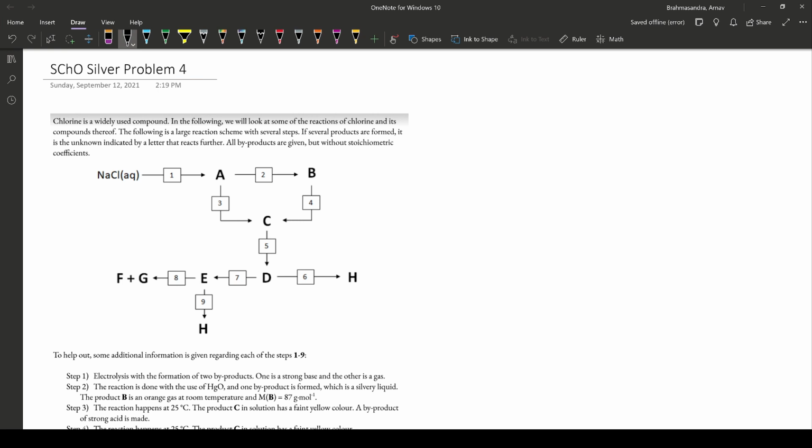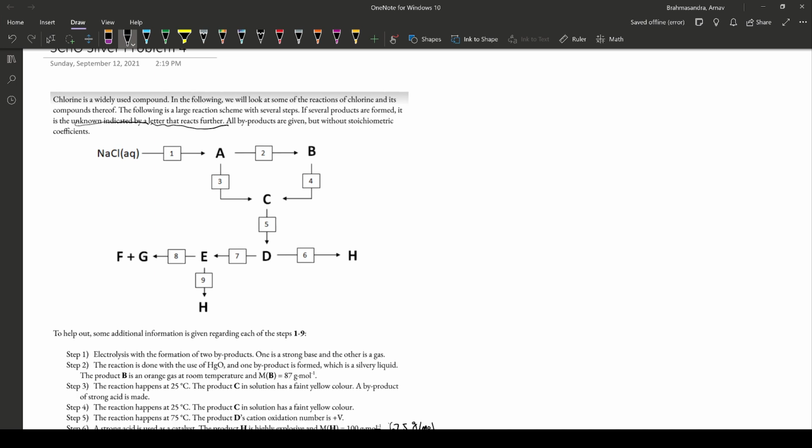Chlorine is a widely used compound. In the following, we will look at some of the reactions of chlorine and its compounds thereof. The following is a large reaction scheme with several steps. If several products are formed, it is the unknown indicated by a letter that reacts further. That's sort of important. All the byproducts are given, but without stoichiometric coefficients.